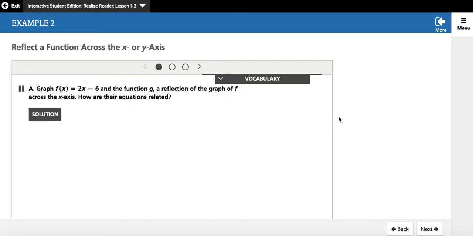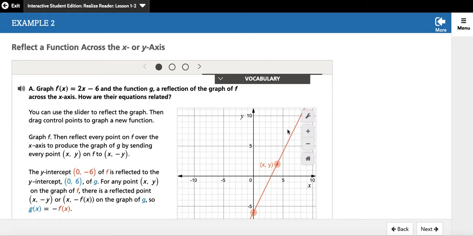Part A. Graph f of x equals 2 times x minus 6, and the function g, a reflection of the graph of f across the x-axis. How are their equations related? Okay, so we're going to graph it, reflect it about the x-axis, and see how the equation is related.